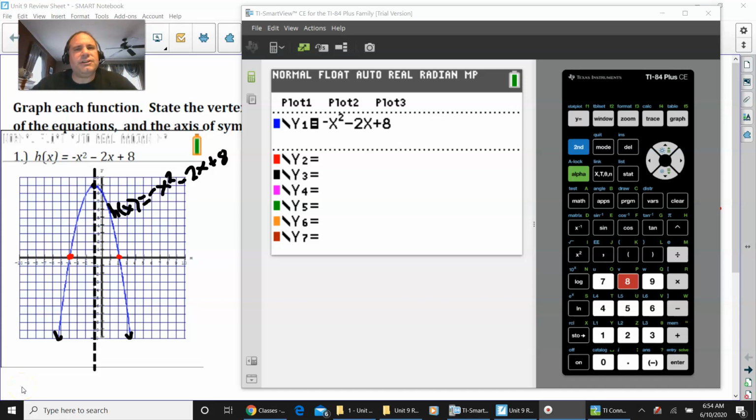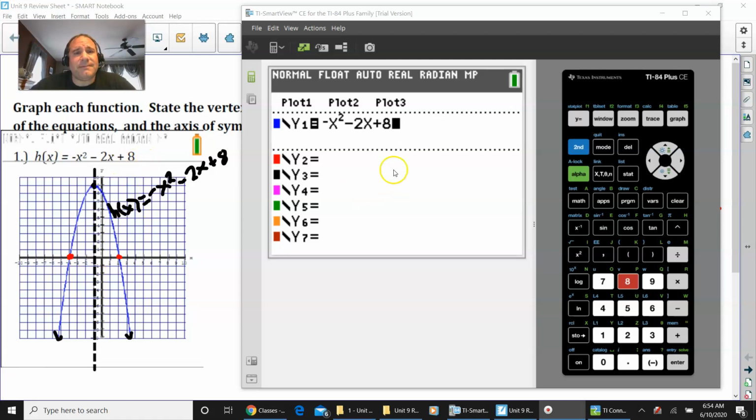Hi everyone, this is the Unit 9 review sheet, and get your calculator out because you're going to use it right now. Number 1 says to graph each function. There's a whole bunch of questions to answer, like vertex, max or min, x-intercepts, roots of the equations, and the axis of symmetry. What the axis of symmetry is, we'll go through, and you have to graph each function.